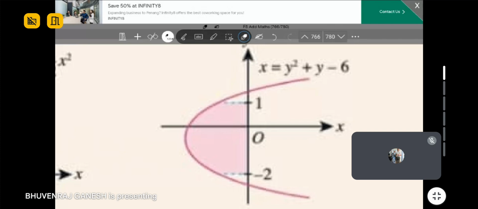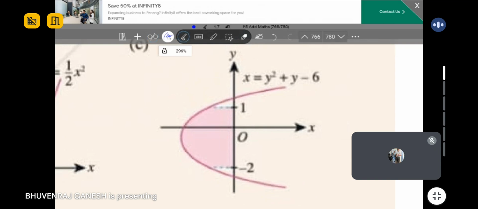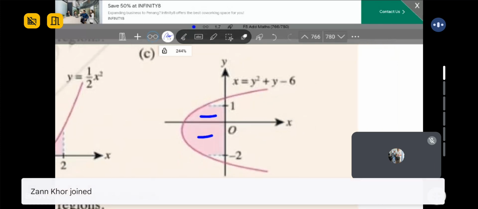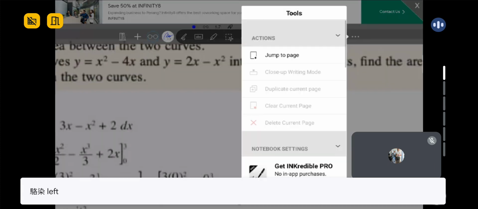Okay, guys. So over here, both of the region is negative. Kedua-dua kawasan adalah negatif. So do we need modulus? Adakah kita perlu letak simbol modulus? Yes. Okay, must put modulus. Remember, for both also, you must put the modulus sign. Alright. So for question C, you can see it over here.